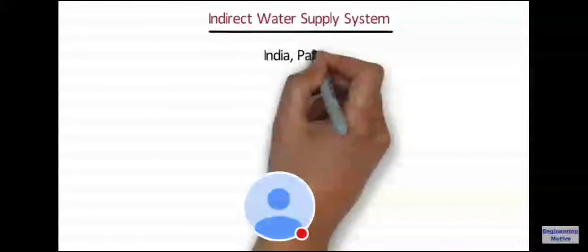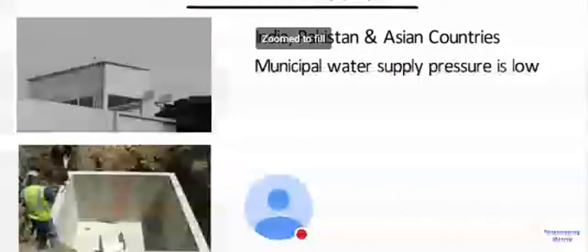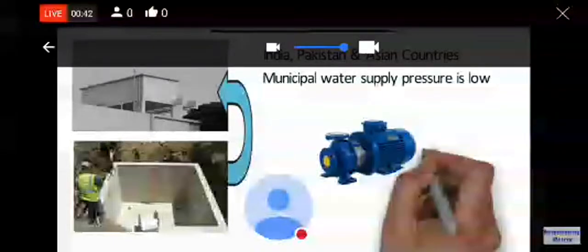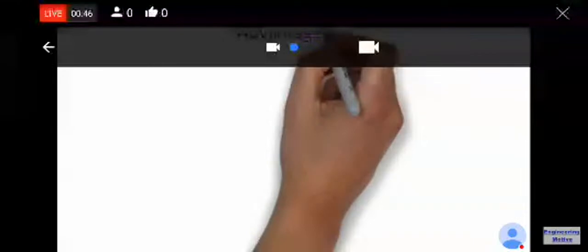This type is used in Pakistan and Asian countries where the municipal water supply pressure is low, so the water cannot reach the overhead tank. Hence water is supplied from the underground tank to the overhead tank with the help of a pump and then it flows to the respective floors by gravity. Using this system, there is no threat of pipe burst. If the main water supply is stopped for some reason, water can still be made available from the storage tank.